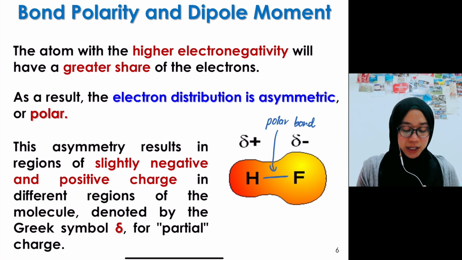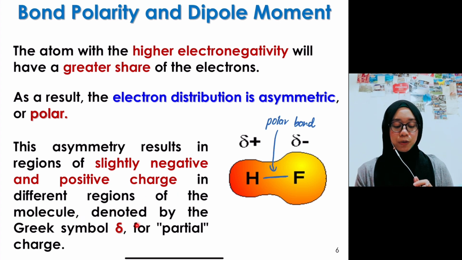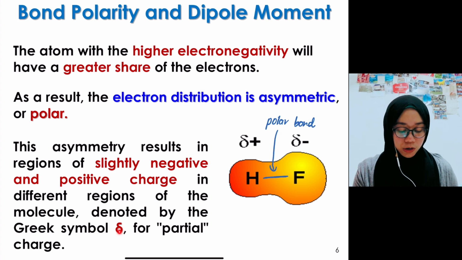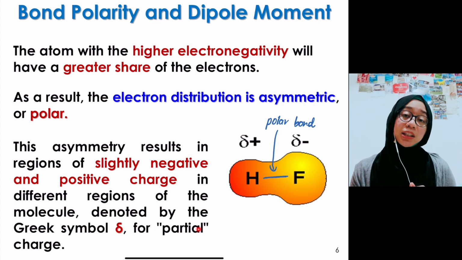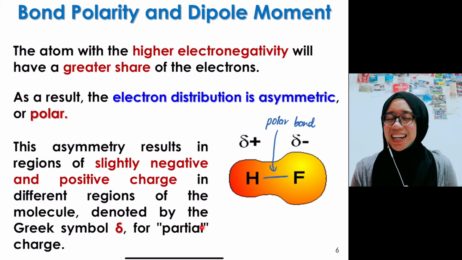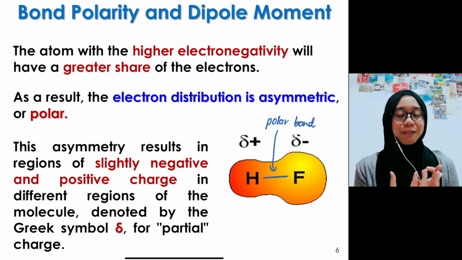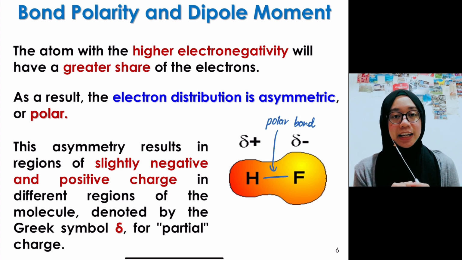Okay, so in different regions of the molecule, kita akan tunjuk guna Greek symbol. Okay, so Greek symbol delta tu. So yang delta ni bermaksud partial charge. Okay, dia ada slightly charge dia saja. Dia tak totally positive, tapi dia slightly positive. Ataupun dia tak totally negative, tapi dia slightly negative.